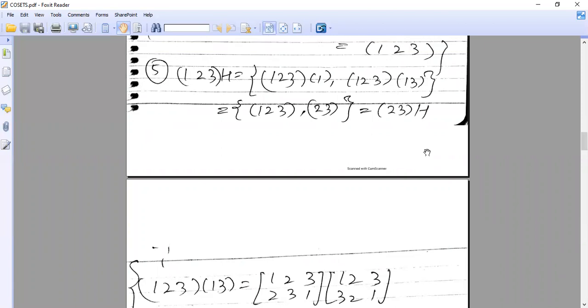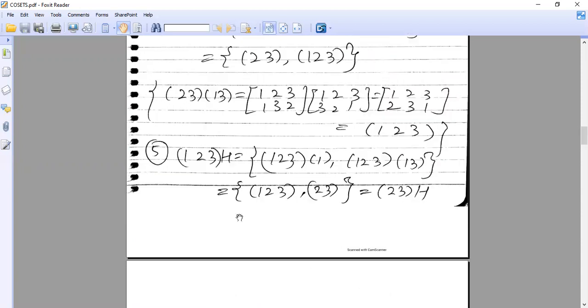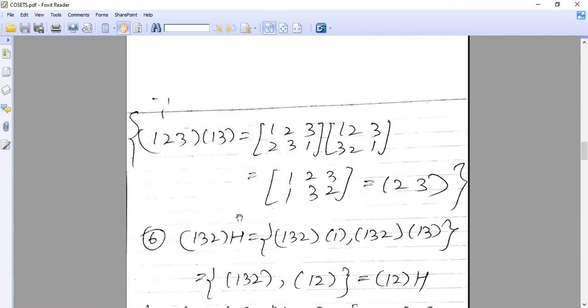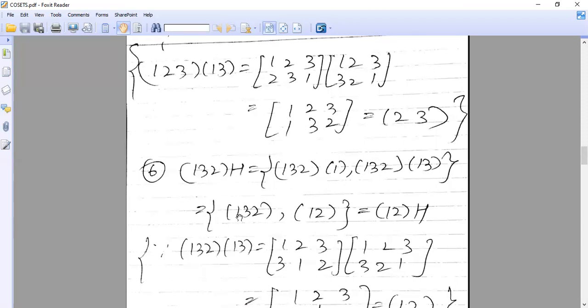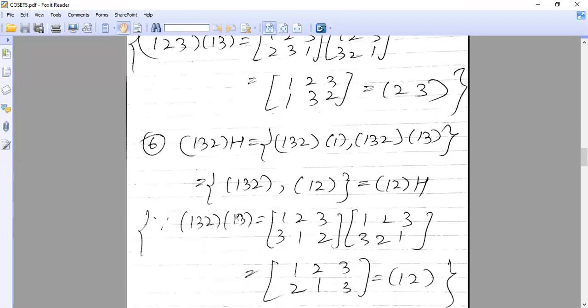(2 3)H was also giving you the same set. (2 3)H was (2 3) and (1 2 3), and here also (2 3), (1 2 3). So this coset (2 3)H is the same as (1 2 3)H. So from here you can also observe that two cosets may have exactly the same elements. These two cosets were equal.